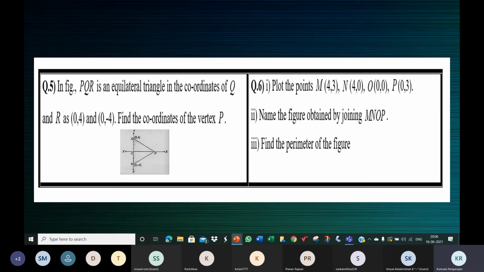Similar one, children. Try fifth one. Similar to what we've been doing all the while. Given an equilateral triangle, find the coordinates of vertex P. Or if you do this correctly so that you're confident and sure that you've understood, please try 5 and 6, children. 5 and 6. Do not announce the answers. I'll ask you.